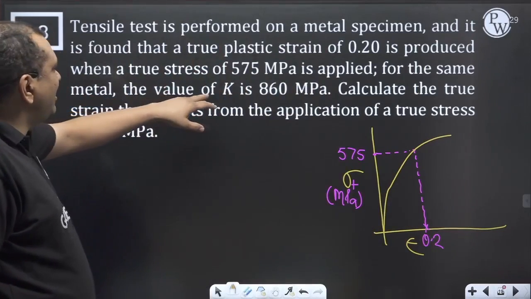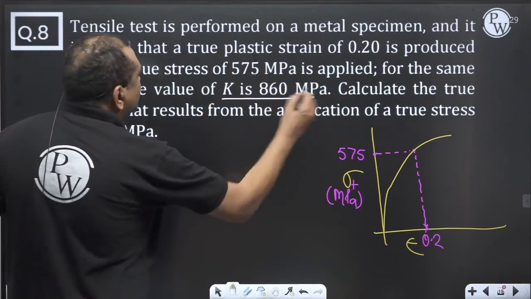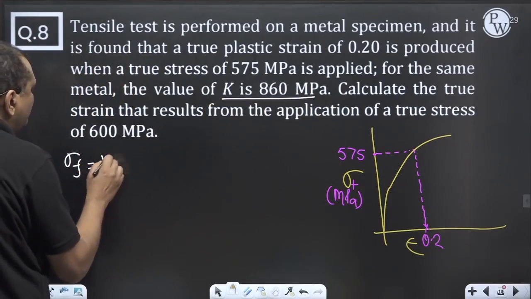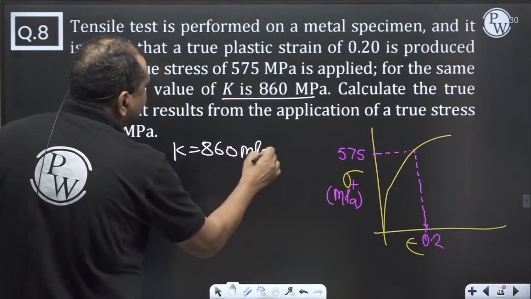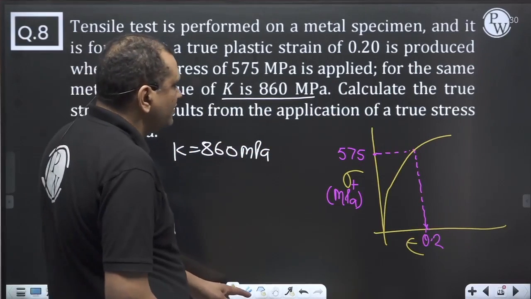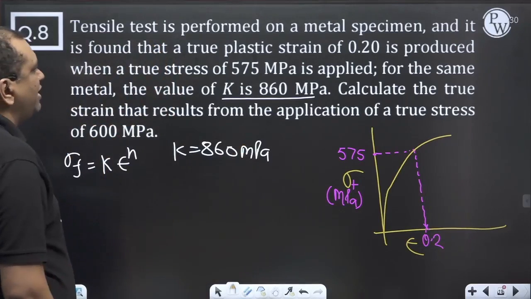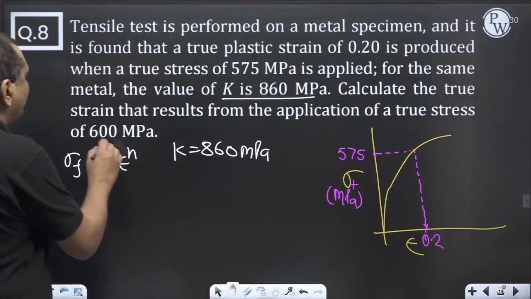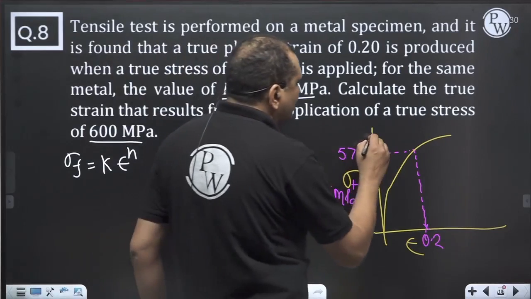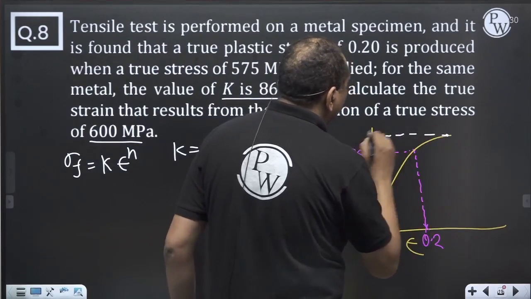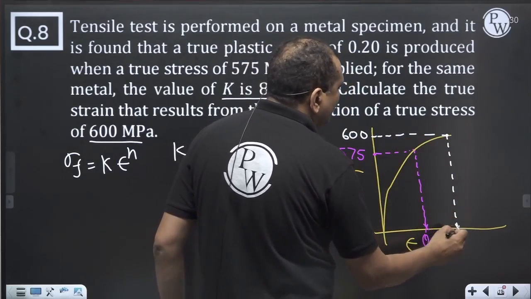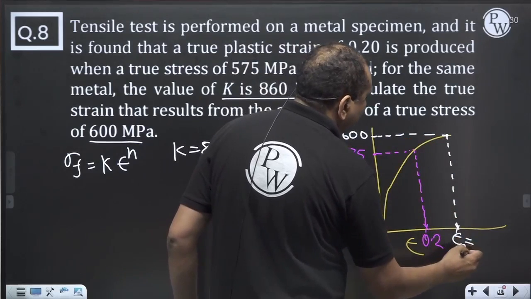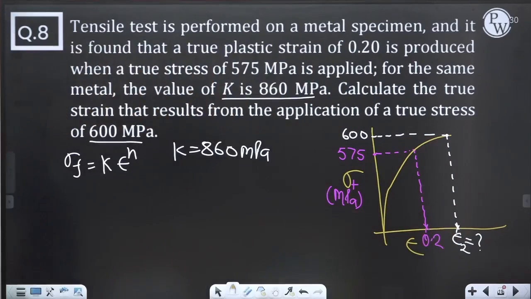For the same metal, the value of K is strength coefficient, sigma F equals K epsilon raised to power n. Value of K is 860 MPa. Calculate the true strain that results from the application of a true stress of 600 MPa. Let us say if the true stress is 600 MPa, what is this true strain?